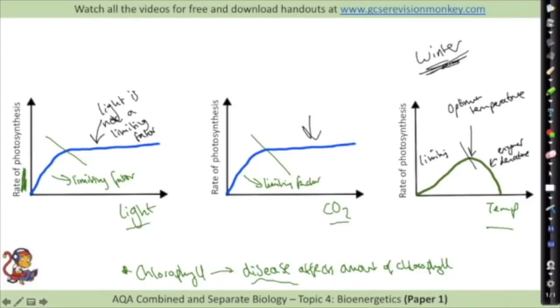Temperature is the obvious limiting factor in the winter, and at night time, light is a limiting factor because without the light you don't have photosynthesis.